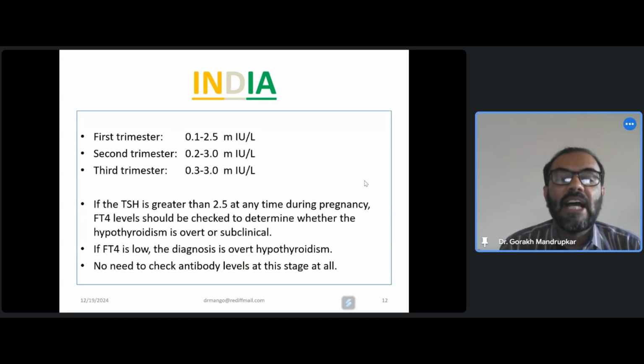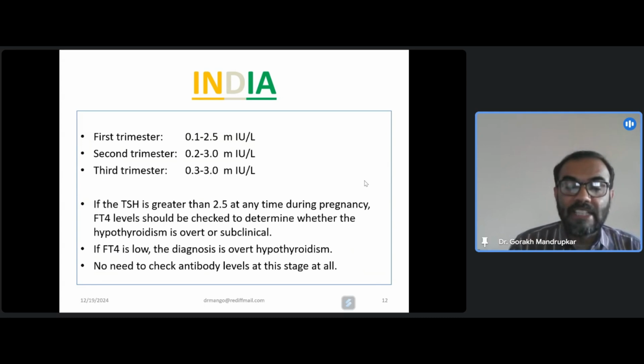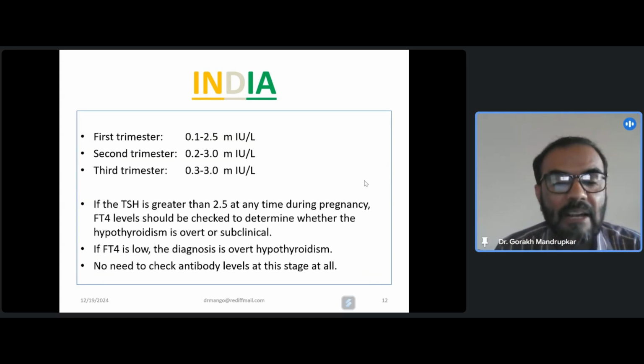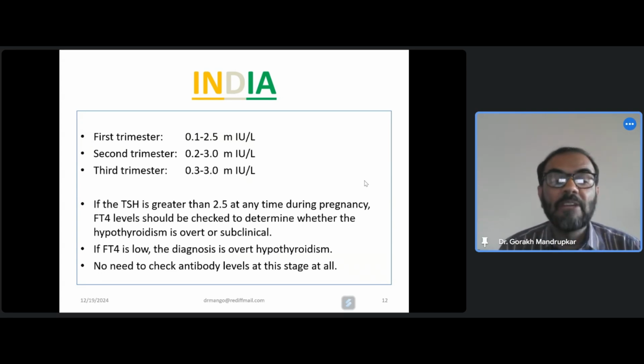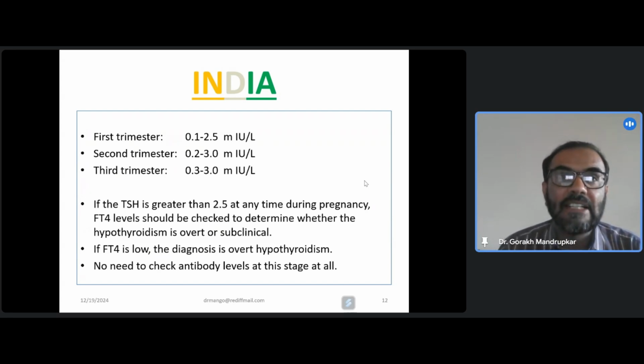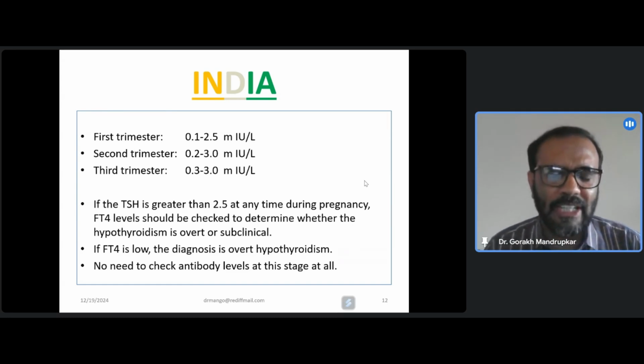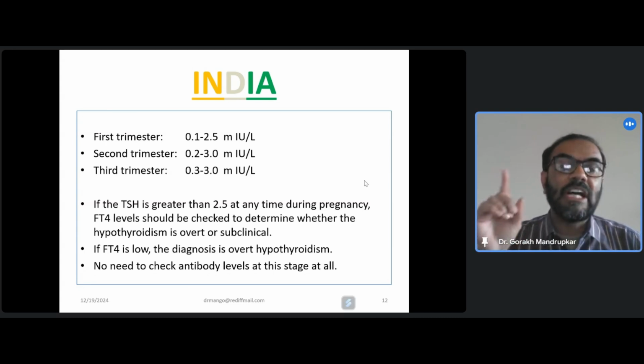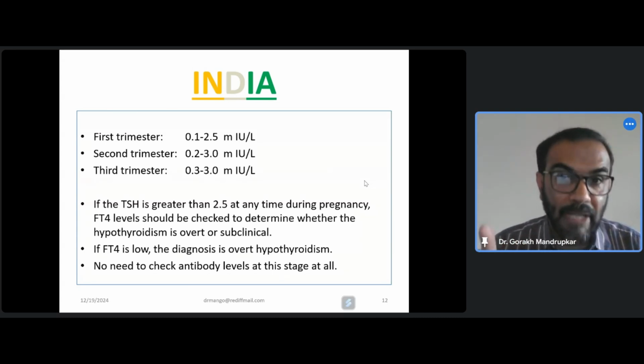So if the level is more than 2.5 at any time during the pregnancy, or more than 3 in the second and third trimester, FT4 level should be checked to determine overt or subclinical. If FT4 is low, it is overt hypothyroidism. And now my statement is, no need to check antibody levels at this stage at all. It's a very clear statement. There is no need to check the thyroid antibodies, let it be thyroid peroxidase antibodies or antithyroglobulin antibodies. Forget about it. Here we are talking about screening for hypothyroidism during pregnancy.